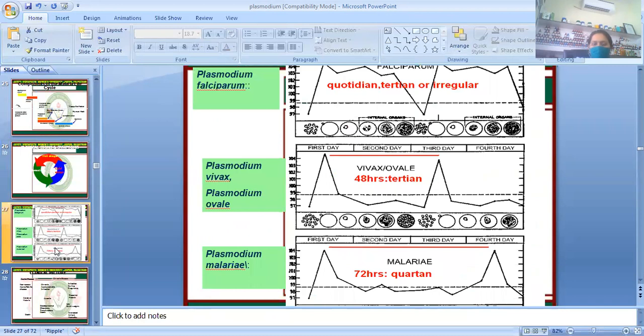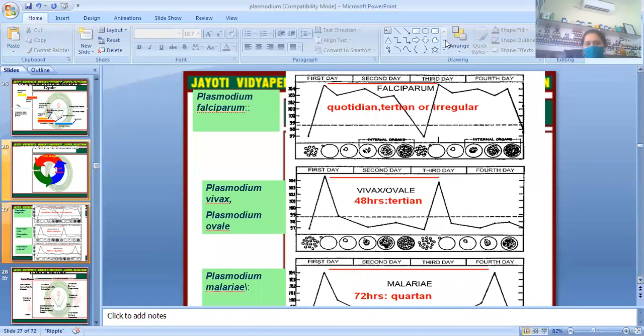The time is different in all three stages in different species of the Plasmodium, like in Plasmodium falciparum. There is the quotidian, tertian, and irregular pattern. Means there is a fever on the fourth day, on every third day, or there can be an irregular pattern. We can't say when the fever will come.